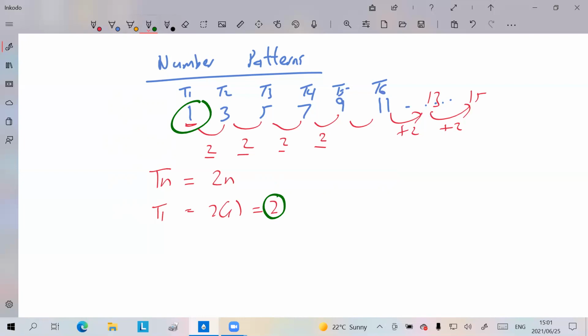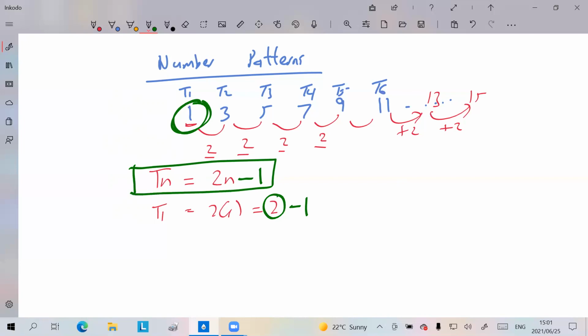What do I need to do to the 2 to make it 1? Say that again. What do I need to do to the 2 to make it 1? What about if I subtract 1? So 2 minus 1 is 1. And now I've got the same thing that I have here. That's why the formula becomes Tn is equal to 2n minus 1. This is the formula. I just subtracted 1.